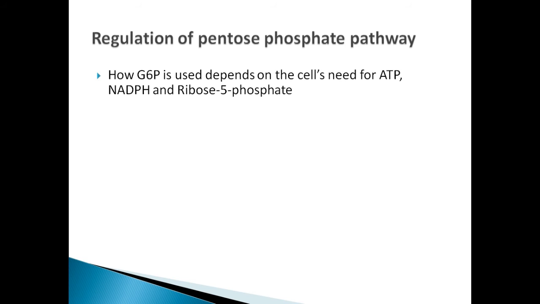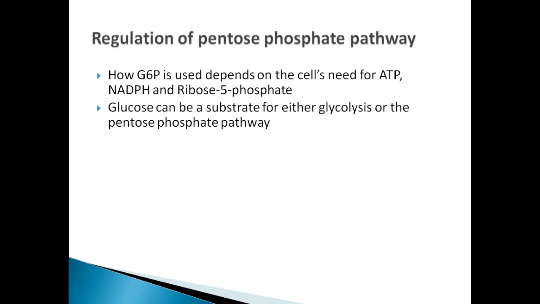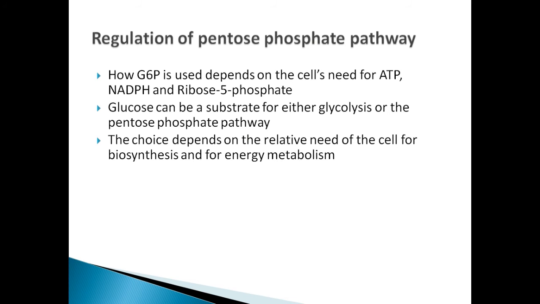So how glucose 6-phosphate is used in the cell depends on the cell's need for ATP, NADPH, and ribose 5-phosphate. So glucose can be a substrate of either glycolysis or the pentose phosphate pathway. As I said, the glucose molecules can be shunted into either of the two pathways, and the choice of which pathway is used will depend on the relative need of the cell for biosynthesis and for energy metabolism.